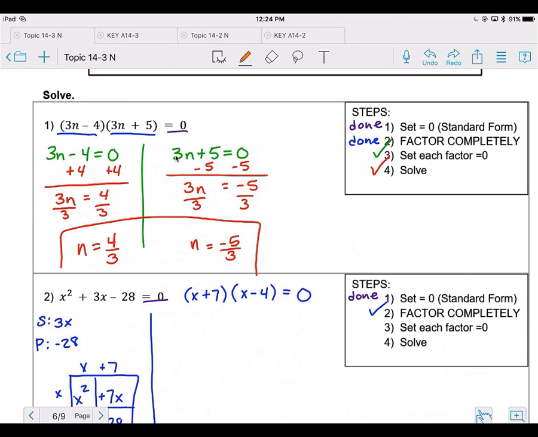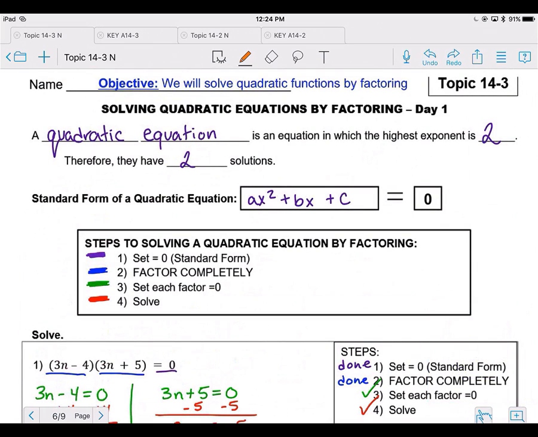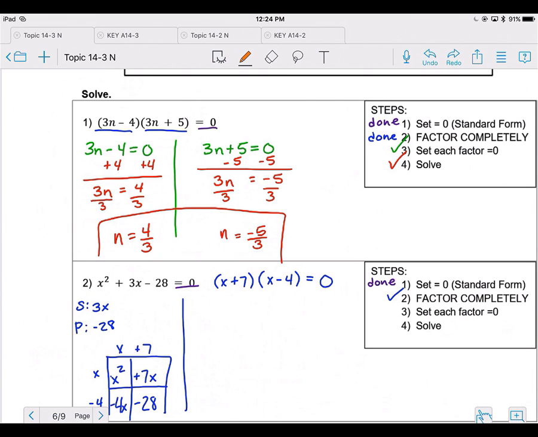So we set each factor equal to 0 and separate our work. From there, we look on the left side and solve 3n minus 4 equals 0. We solve for n. So we add 4 to both sides, divide by 3, and get that n is 4/3. We take our other factor, which is completely separate, and set that equal to 0 and solve as well. So we subtract 5, divide by 3, and get negative 5/3. Remember that quadratic equations have two solutions, so I should have two answers, n equals, two different sets being solved.